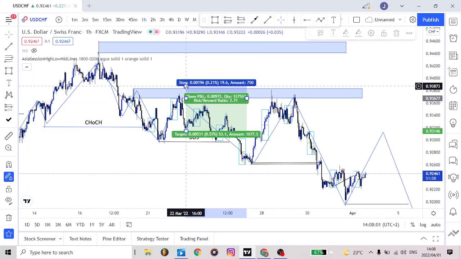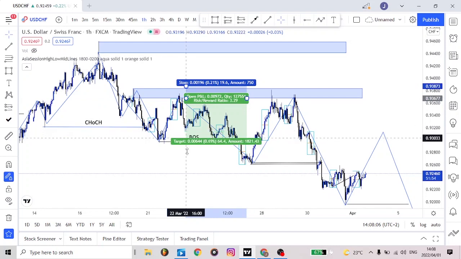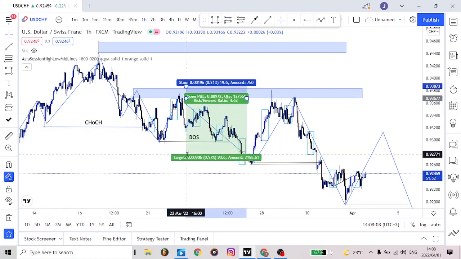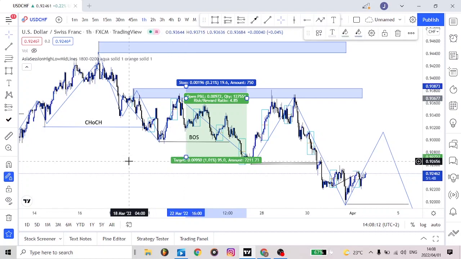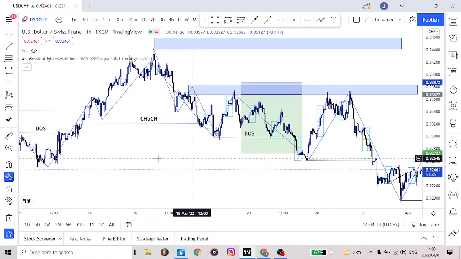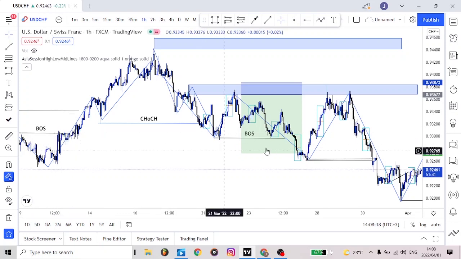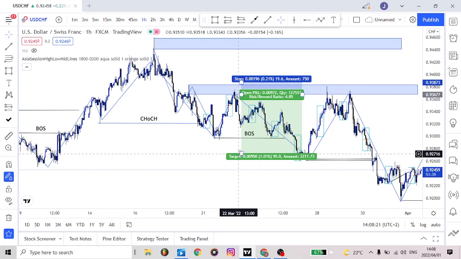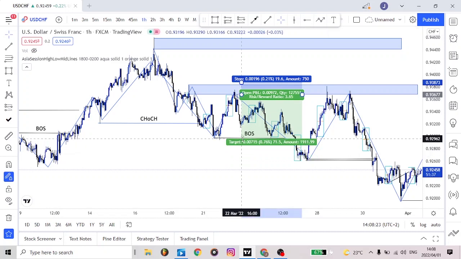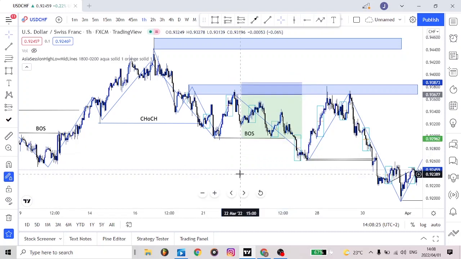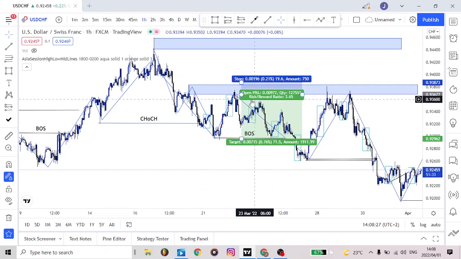Stop loss somewhere here. Remember to give stop loss some space, and then the take profit would have been, just expect it to take out the low, and then after taking out the low, you have to check on this side. As you can see here, we had a break of structure this side, so my target would have been here. That would have been my target. So that's where you would have taken yourself.